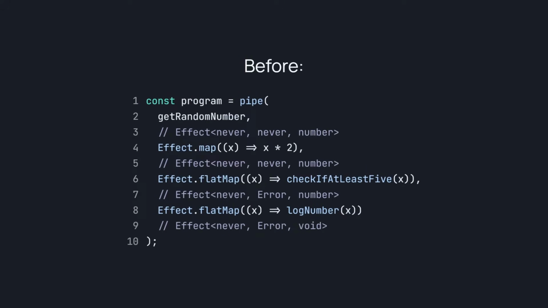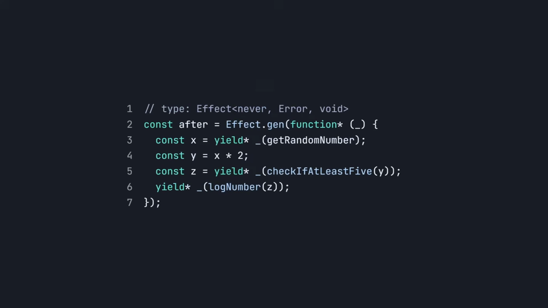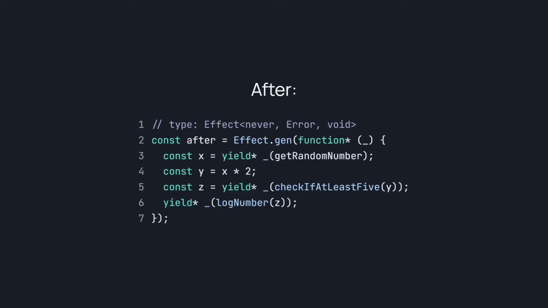Remember this example from earlier? Let's convert it from using pipe to using generators. Now we can assign values to variables and manipulate them just like normal. Previously, where we used Effect.flatMap, we now use the yield star adapter pattern, and Effect.map just becomes regular code.